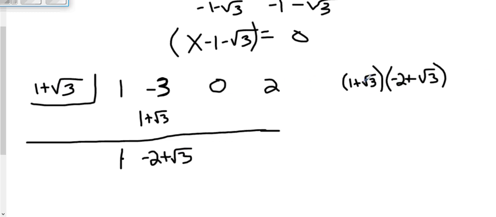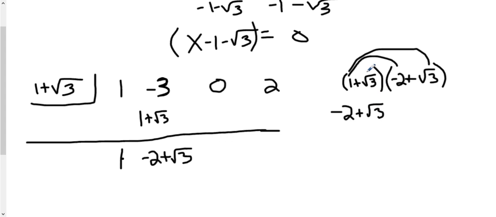So I've set it up over here. We're going to take the 1 plus the square root of 3 times the negative 2 plus the square root of 3. It's like FOIL. You take the 1 times both of them. The 1 times negative 2 is negative 2. The 1 times the square root of 3 is plus the square root of 3. Now we take the square root of 3 times both of these. The square root of 3 times negative 2 is minus 2 square roots of 3. And the positive square root of 3 times the positive square root of 3 is just 3.